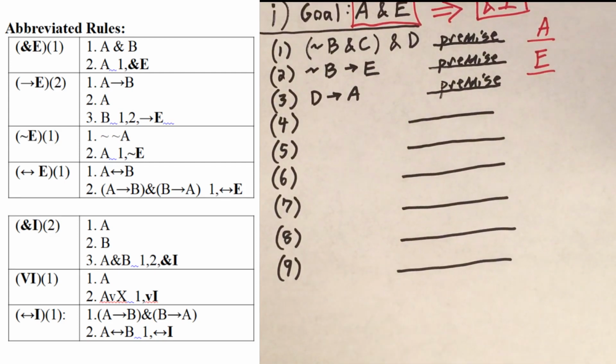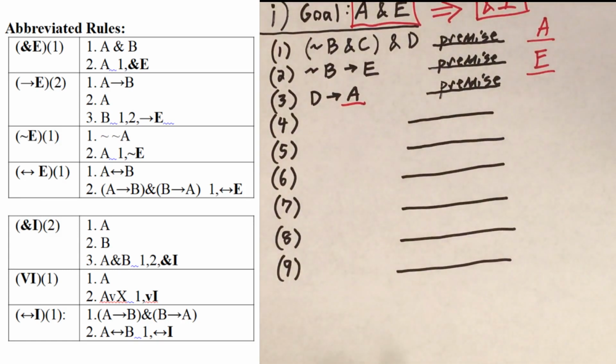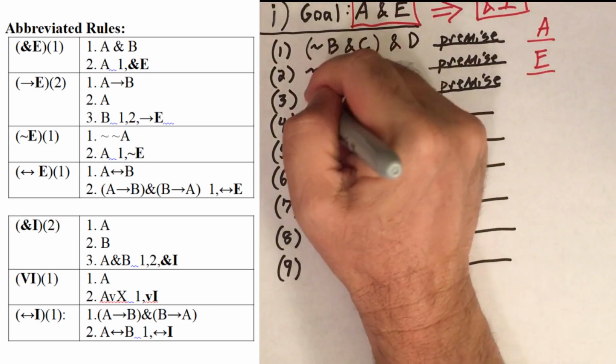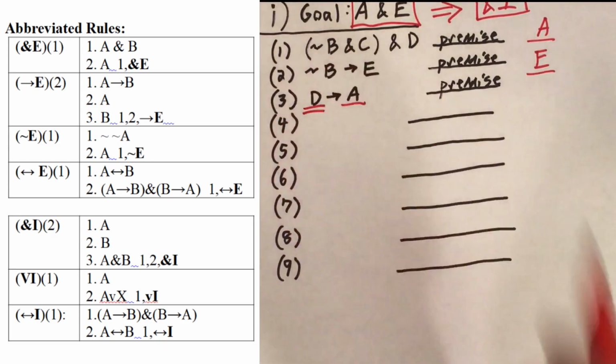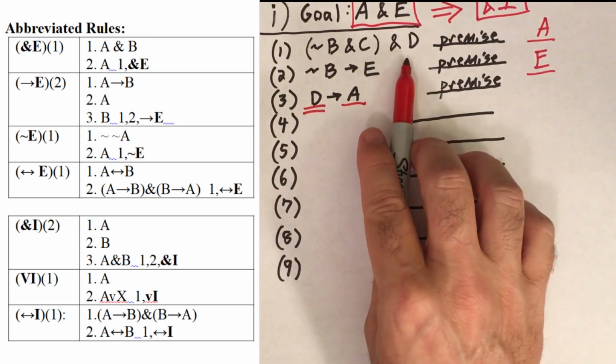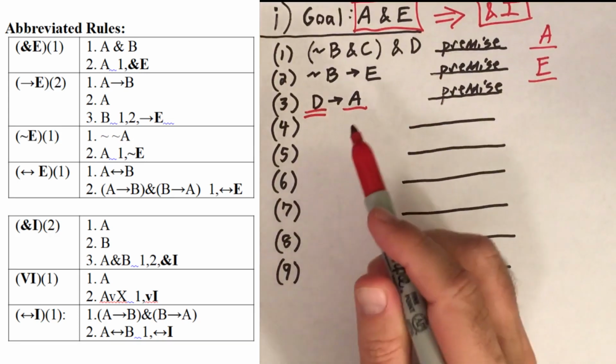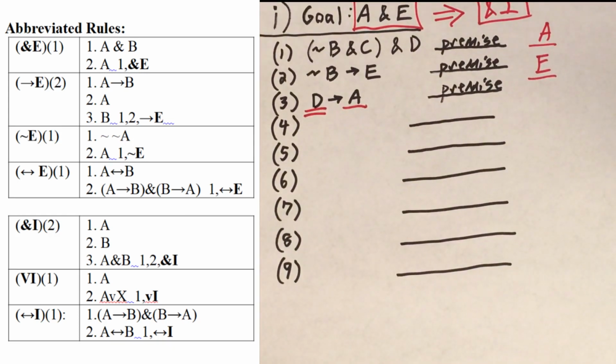So let's go in order. Let's first try to get A. Do I see my sub-goal in my premises? Yes, I do. There it is. I see A. I know that I can get A if I first get D, then I can take line 3 apart. Do you see where I can get D? Look at it. It's one side of the main connective, and I can take that right away. So let's work on that first.